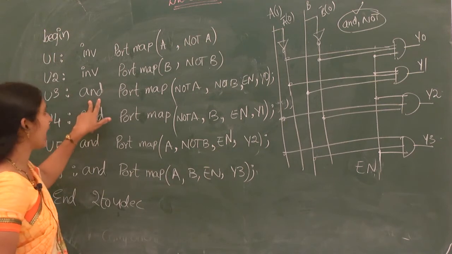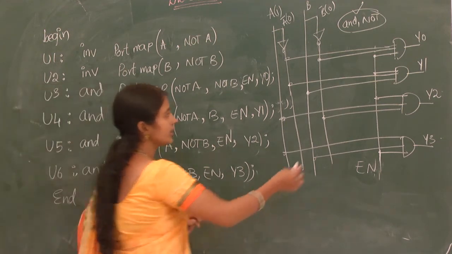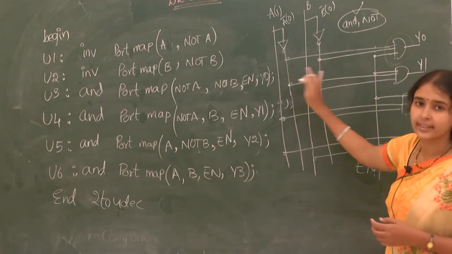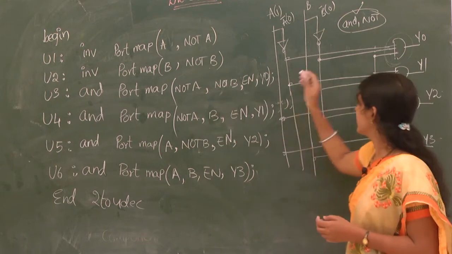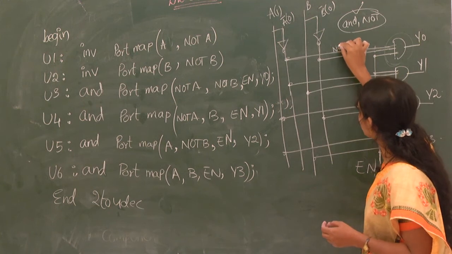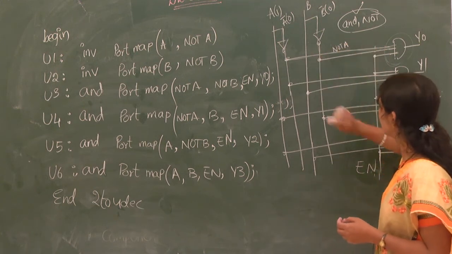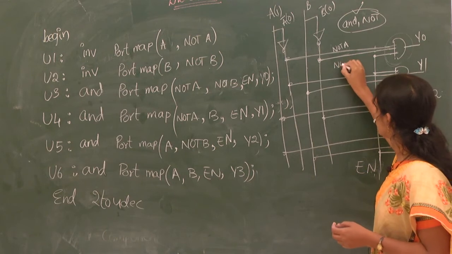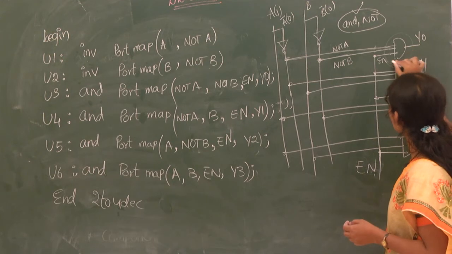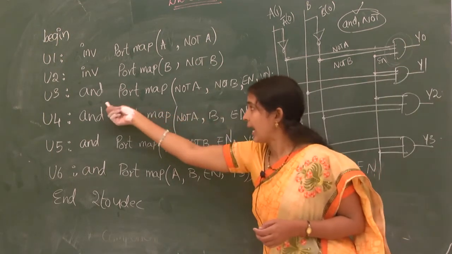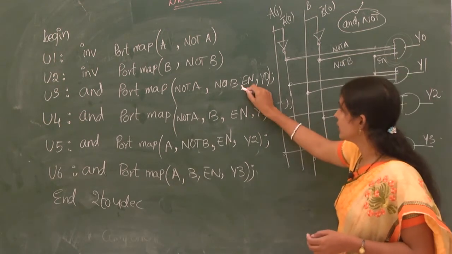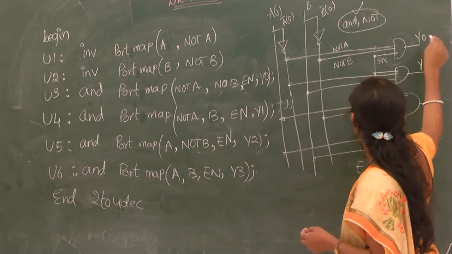See here, take an AND gate port map. If you consider this AND gate, what are the inputs you are getting? From this you are writing here. This input is nothing but not A, or A bar, and one more input is not B, nothing but B bar, as well as one enable. So you are just port mapping that: port map not A and not B, and one enable input it is taking, and one output, that is Y naught.